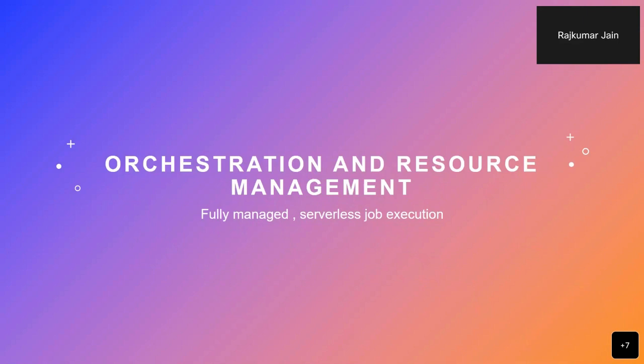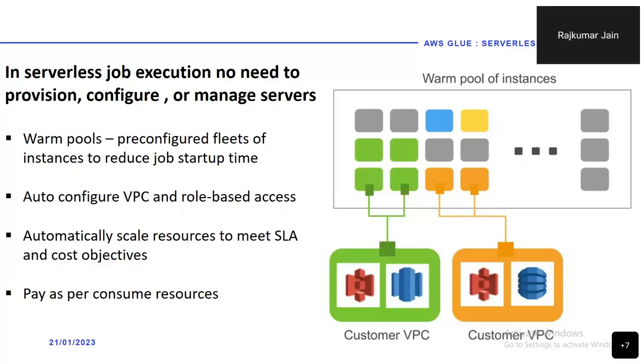Now, orchestration and resource management. As I said, job executions are fully managed and serverless. Orchestration is a heavy word, where they are managing multiple resources as per the requirement. So they are managing multiple things here, and we are not much aware, because in the backend they are managing your infrastructure, your scripts, and your data. But at the front we see only the transformation activity in the flow, the workflow kind of diagram.